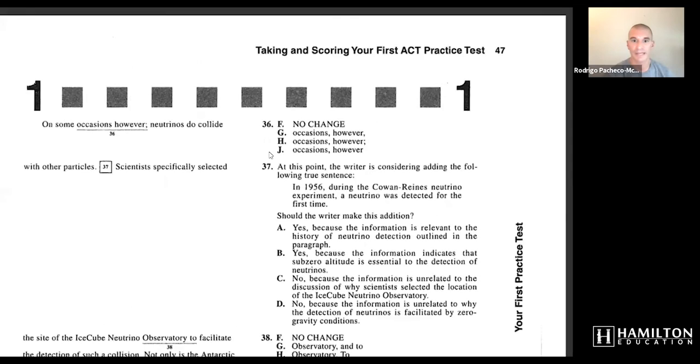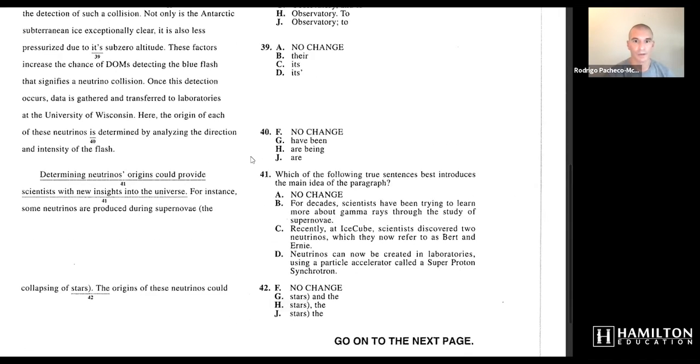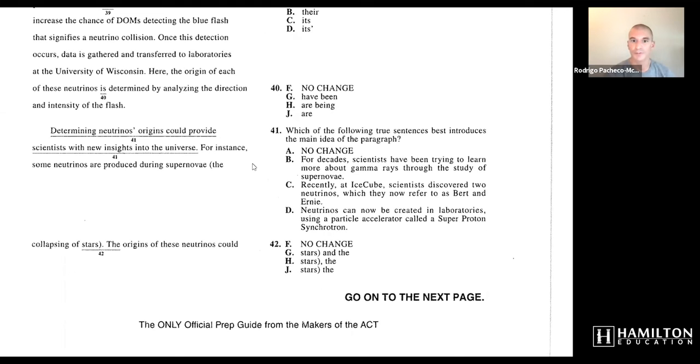Okay, so we might say that that's the main idea. We don't have to look too far to see a topic sentence that works. A, no change here: determining neutrinos' origins. That would work with the sentence that follows, for instance. So determining neutrinos' origins could provide scientists with new insights into the universe. In other words, new ways of looking at the universe. We know that that's what the paragraph discusses. That's why A is going to be our correct answer.